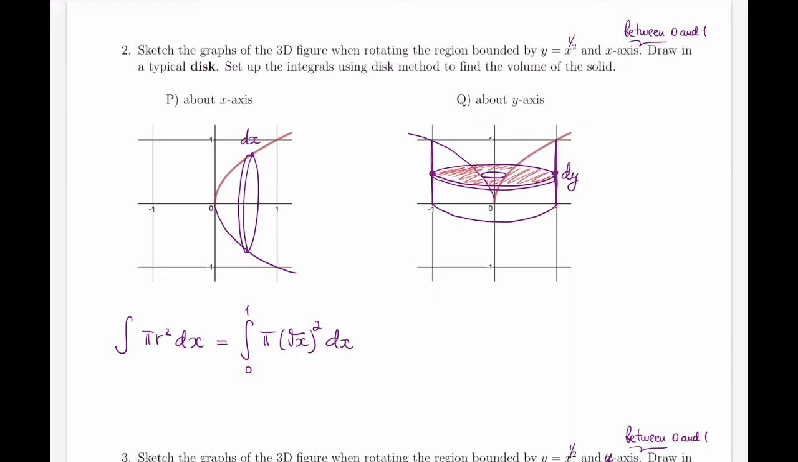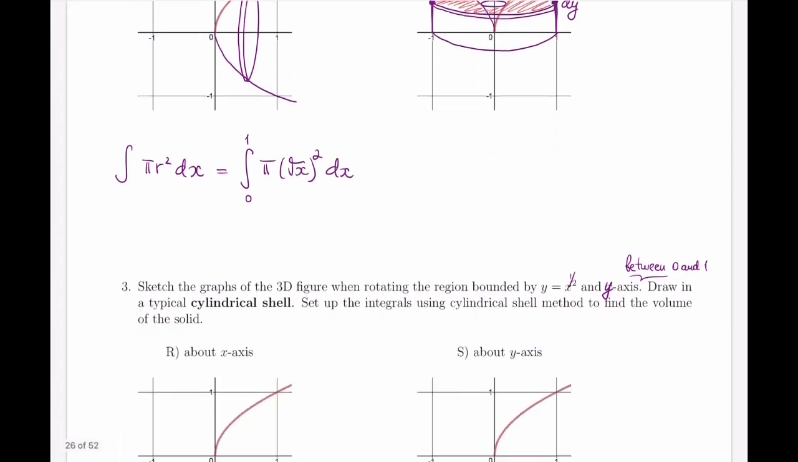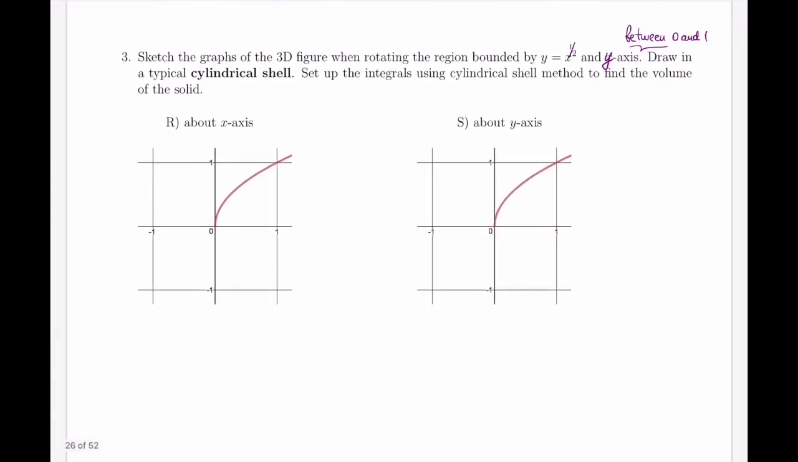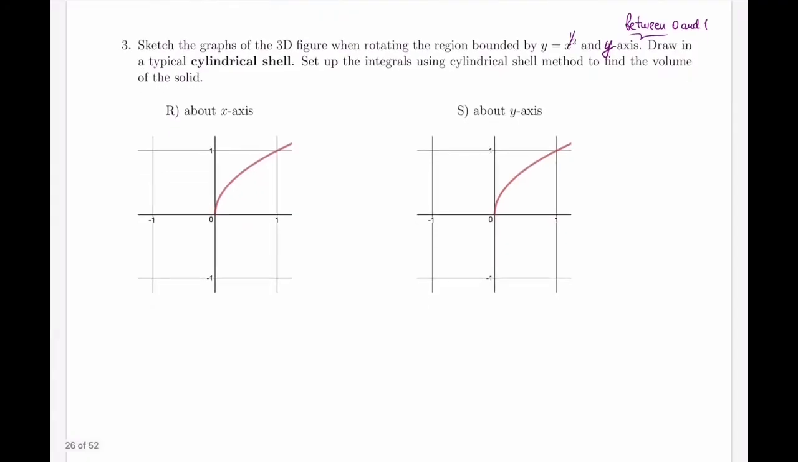Now, for this question, what I strongly encourage you to do is to draw in cylindrical shells for both of these methods as well, and see if you can comprehend how to do the shells in both of these cases. The second part of this question asks specifically for shells, so I'm going to set it up for shells, and I encourage you to then set the exact same volumes up for disks.